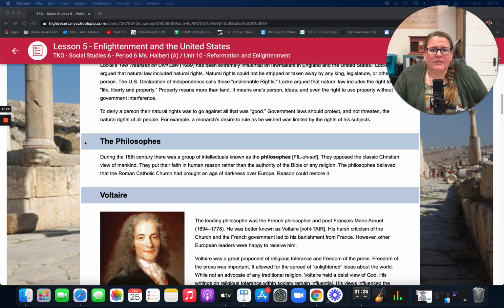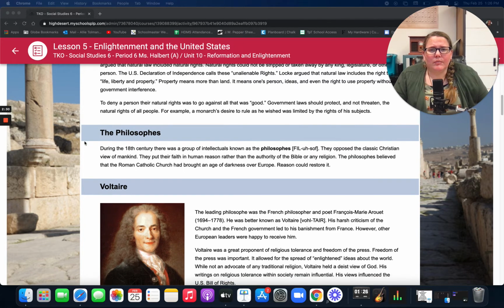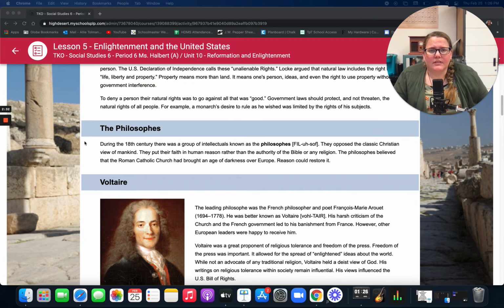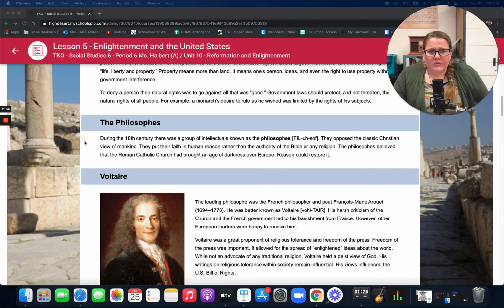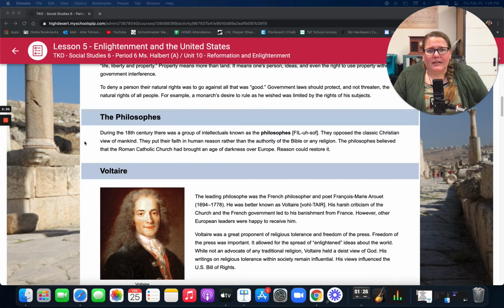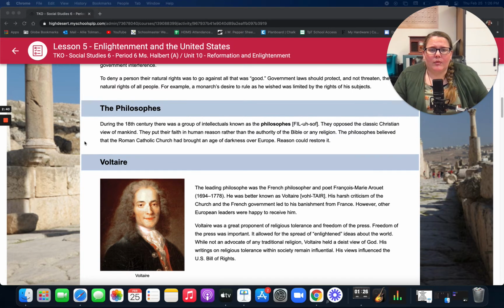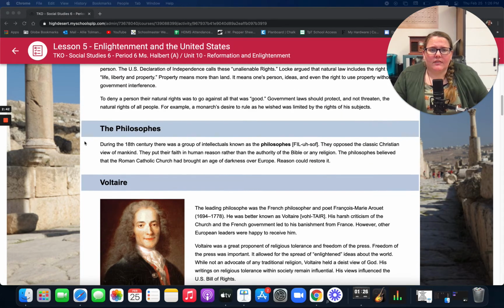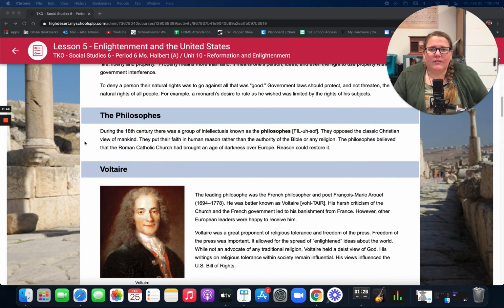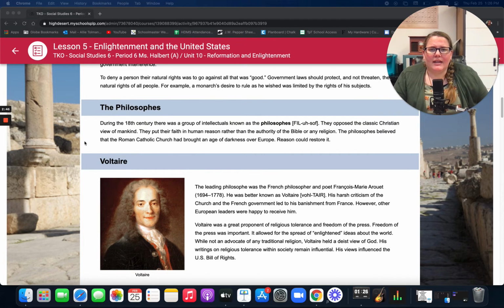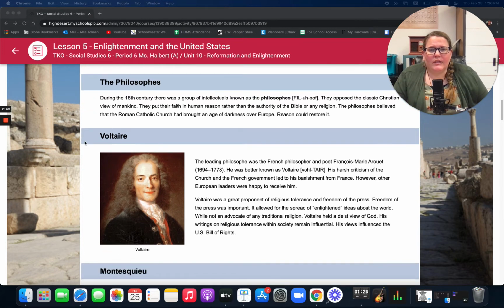The Philosophes. During the 18th century, there was a group of intellectuals known as the philosophes. They opposed the classic Christian view of mankind. They put their faith in human reason rather than the authority of the Bible or any religion. The philosophes believed that the Roman Catholic Church had brought an age of darkness over Europe. Reason could restore it.